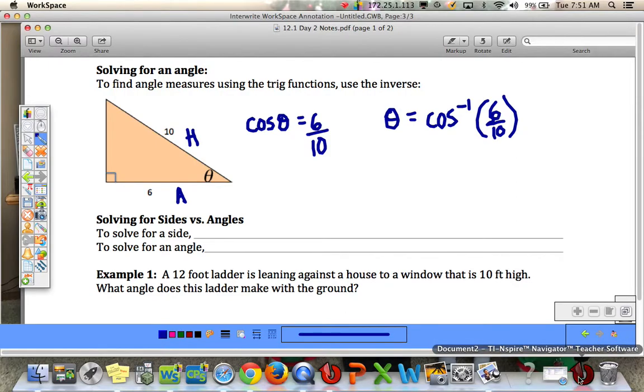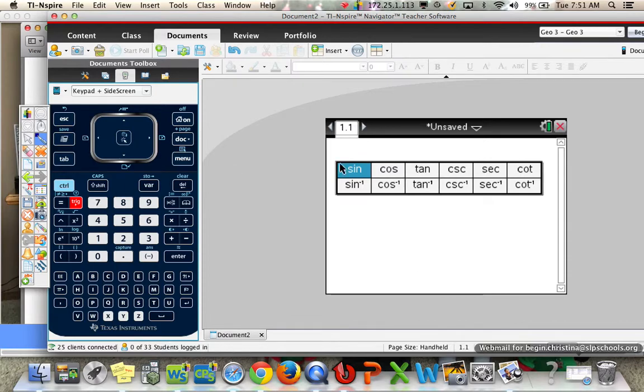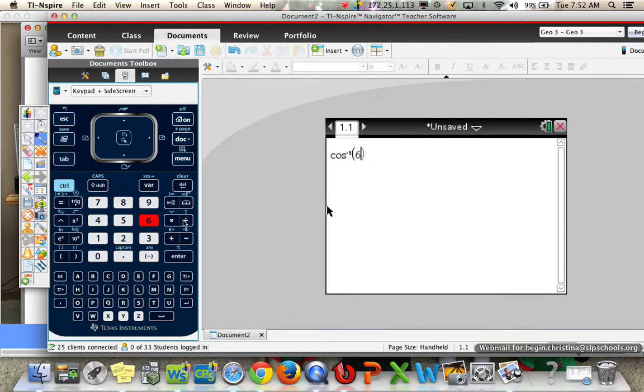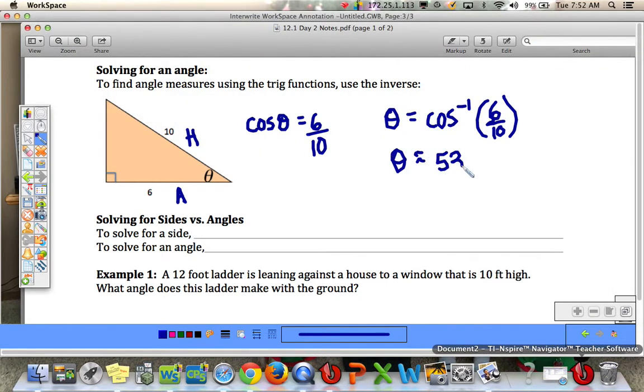So on the Inspire, use that trig button here, all the inverse functions. So there's cosine inverse of 6 over 10. And that angle is 53.13 degrees. So I'll just round to the nearest degree. It's about 53 degrees. So to solve for a side, remember you can cross multiply.